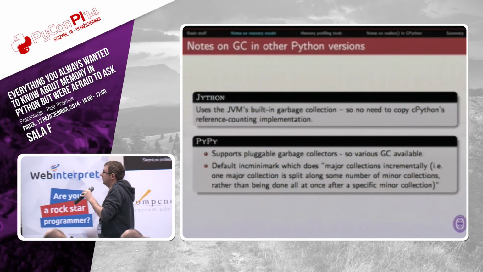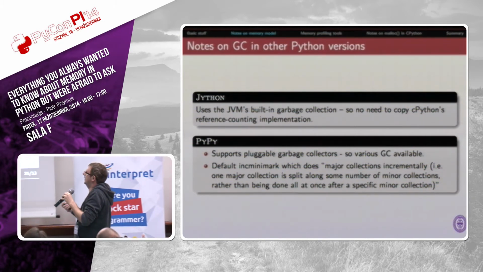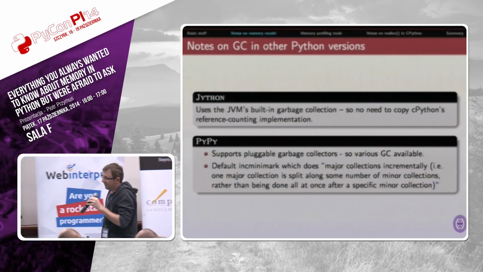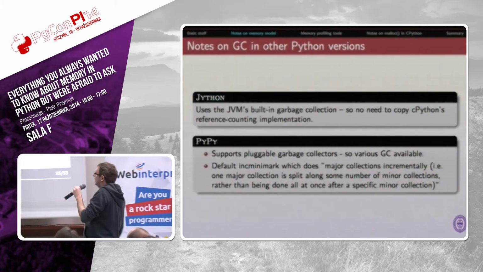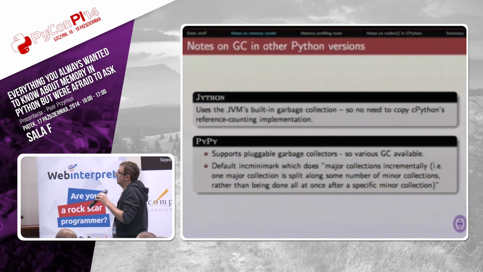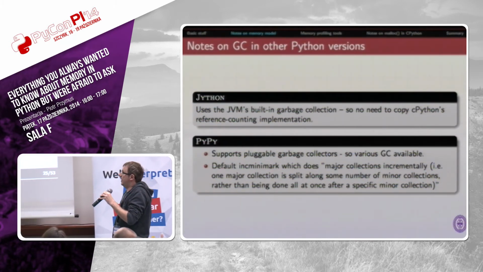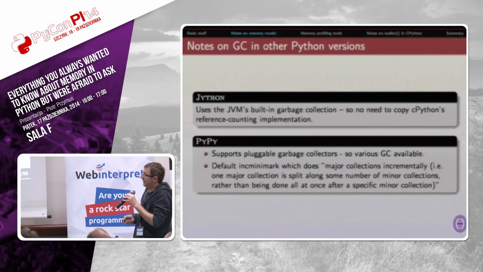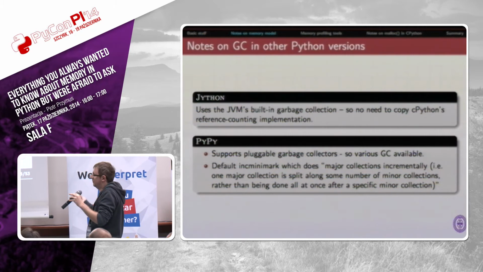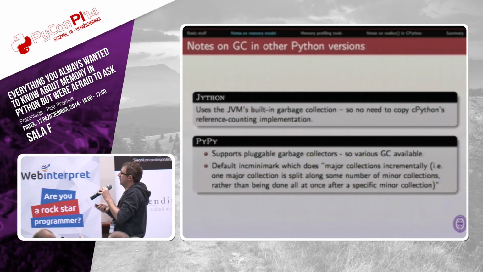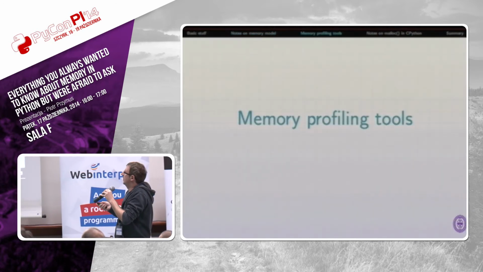Some additional notes for Python. Actually, there is no need for a CPython-style reference counting garbage collector in Jython, because it uses Java garbage collection, and in PyPy you actually have pluggable garbage collectors, and you can choose from, I don't know, 3 or 4 garbage collectors in your code.